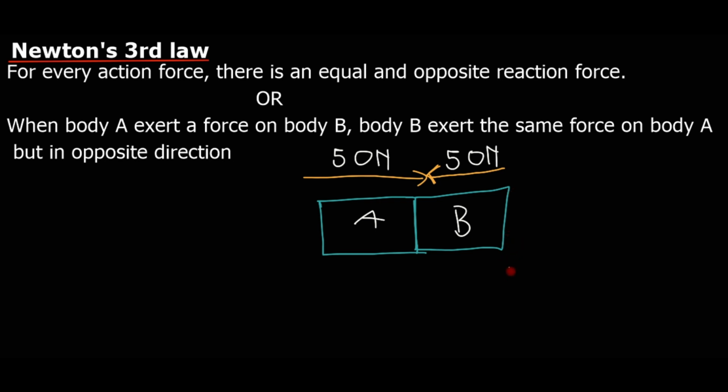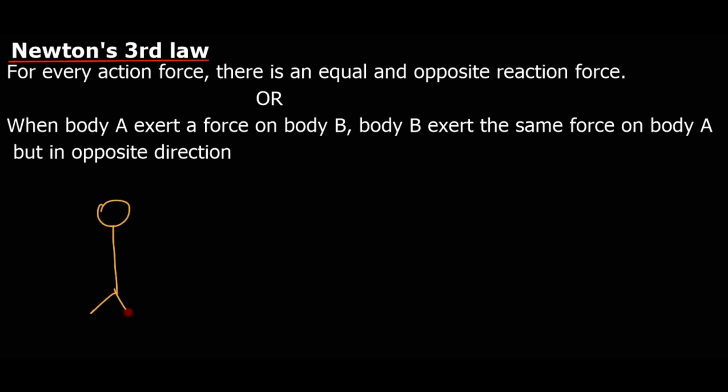Let's see real life situations of Newton's third law. Let's say this is a person. Perhaps you've seen this situation, where you throw a heavy object in this direction. Suddenly you'll realize your body moves backwards. You apply a force on this stone or object, and the object applies the same force on you but in the opposite direction. That is why suddenly you are moving in the opposite direction.